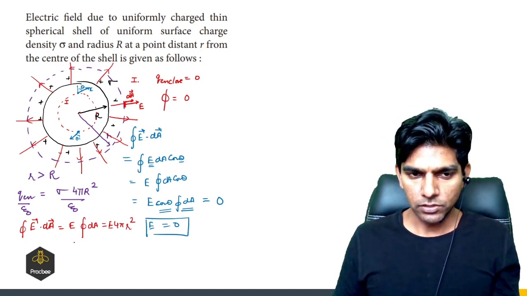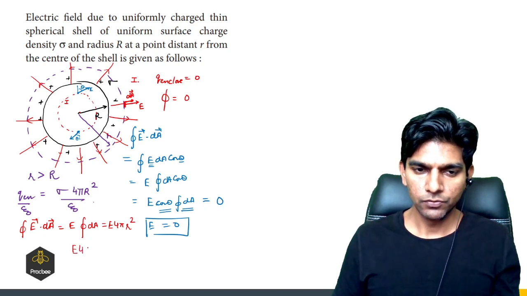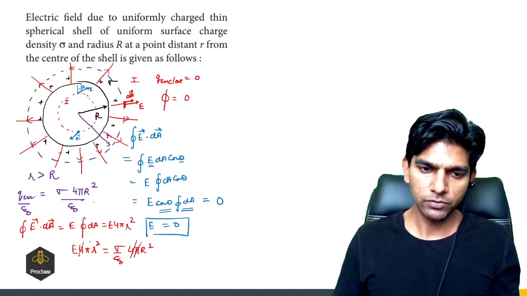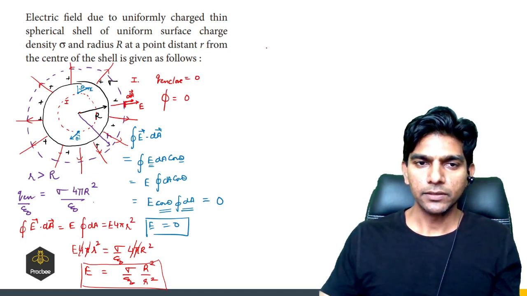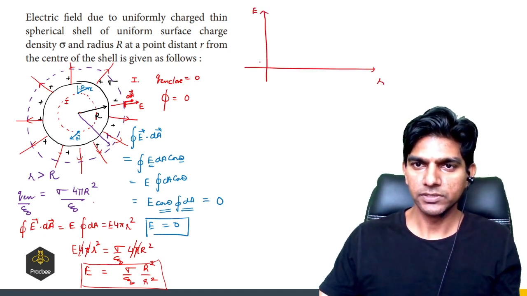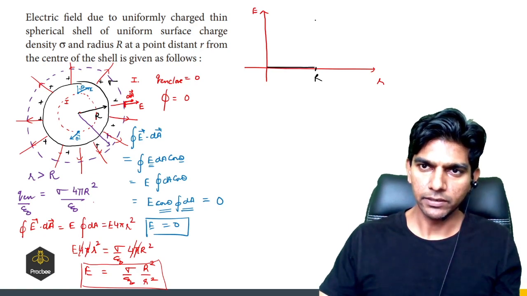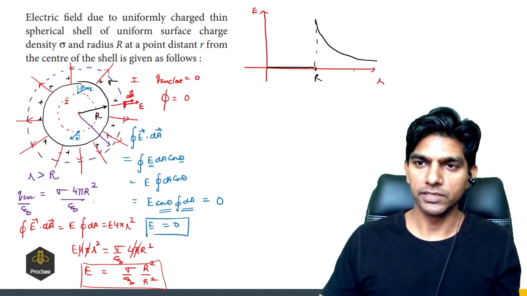So by Gauss law, E times 4 pi small r square will be equal to sigma 4 pi capital R square by epsilon naught. So this 4 pi will get cancelled out. So E comes out to be sigma by epsilon naught times R square upon small r square. That will be the electric field outside the sphere, right? And sometimes you have to plot the graph. So let us plot the graph of electric field with the distance from the center. Up to capital R, the field is 0, and then it increases, and then it decreases as r increases, right? Because it is inversely proportional to the square of the distance from the center.